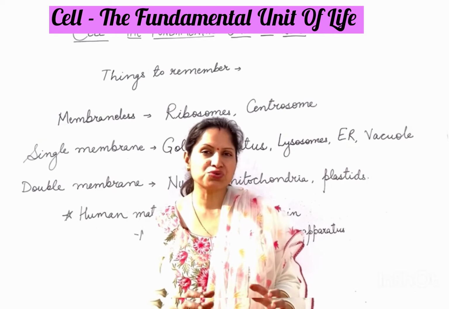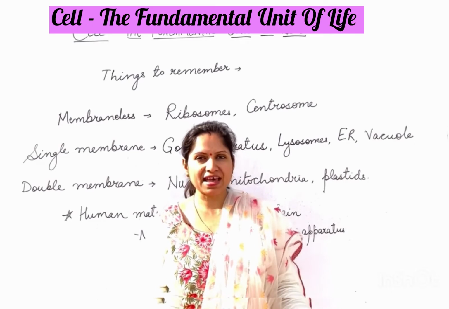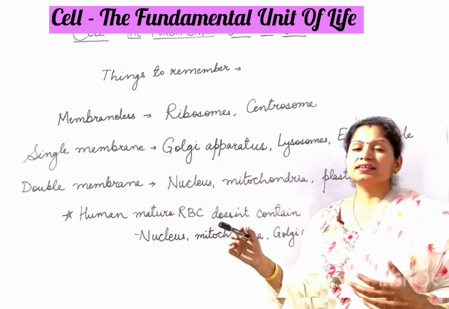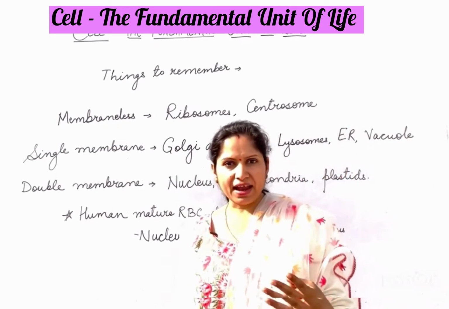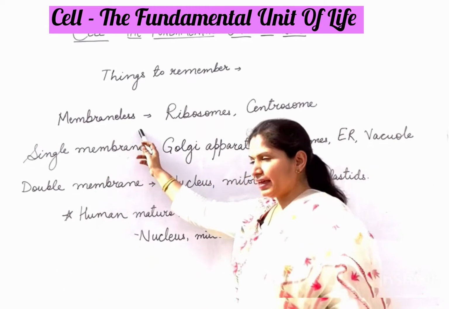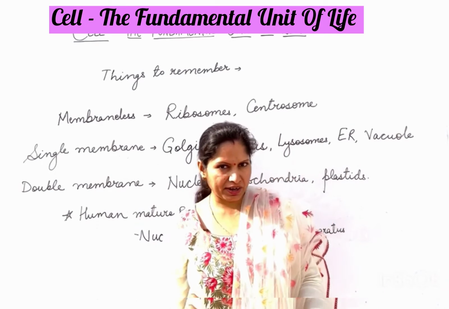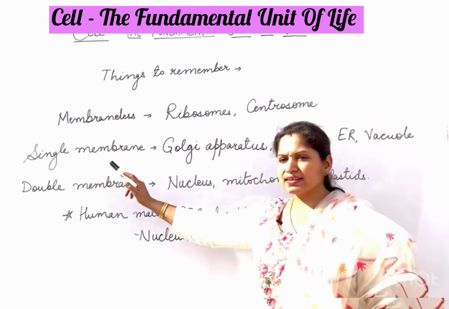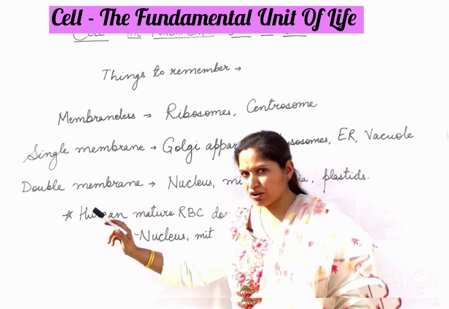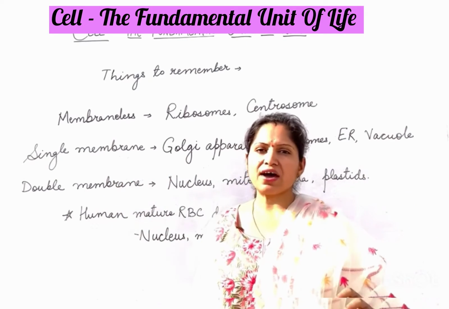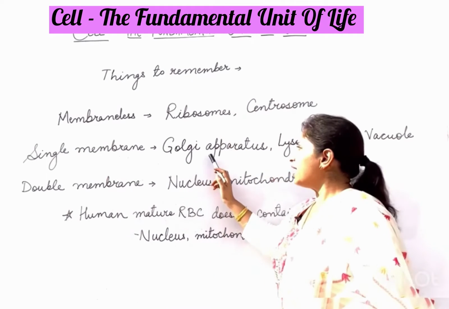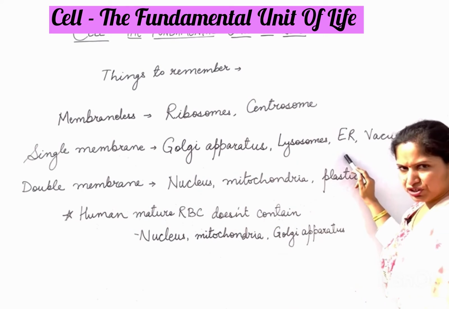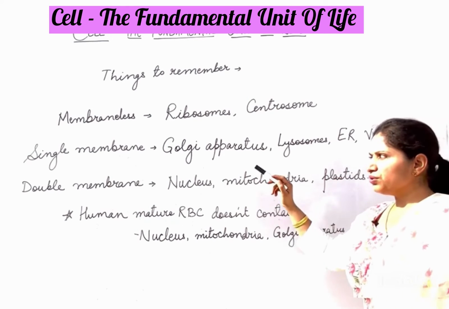Now at last we'll see some things to remember for competitive exams, NSO exams and all. So first, the organelles could be divided into three categories. Some organelles are membraneless, meaning they do not have any membrane around them, and those are ribosomes and centrosome. Second is single membrane bound organelles. Those organelles which have a single membrane around them are Golgi apparatus, lysosomes, endoplasmic reticulum, and vacuole.